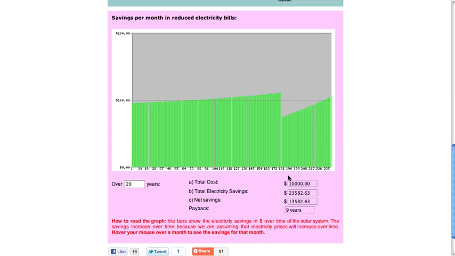Down at the bottom beneath the graph, it's adding up the total electricity savings, so you'll earn $23,582.63 over the first 20 years of owning the system, which gives you a net savings of 13.5 grand, and it will pay for itself in 9 years. Although, like I've said in the other videos, as long as the payback is within the life of the system, which is generally 25 years, is a fair assumption, then it's not really a big problem that it takes 9 years to pay for itself when essentially you're better off from month one in terms of cash flow. I think that's a pretty rational investment.